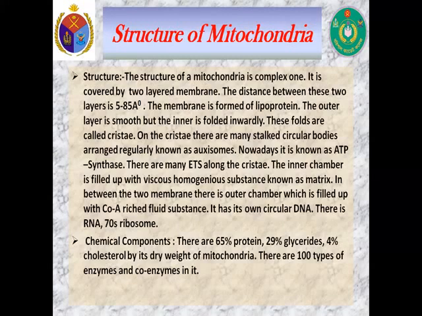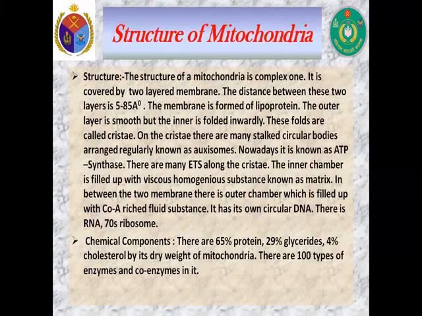DNA and ribosome. Mitochondrial matrix contains its own DNA. The mitochondrial DNA is small, double-stranded, and circular. In addition to DNA, the matrix contains 70S ribosomes, which look like the DNA and ribosomes of bacteria.